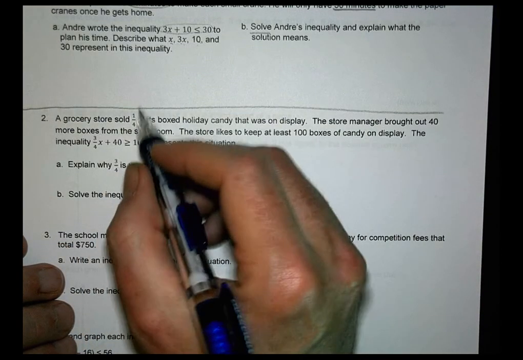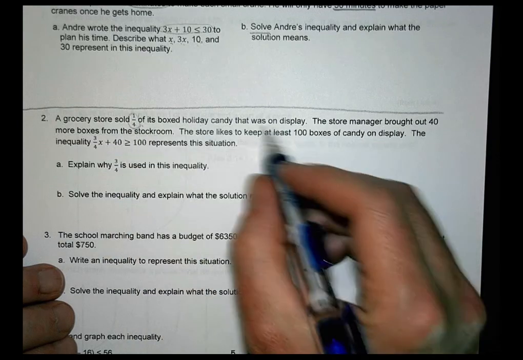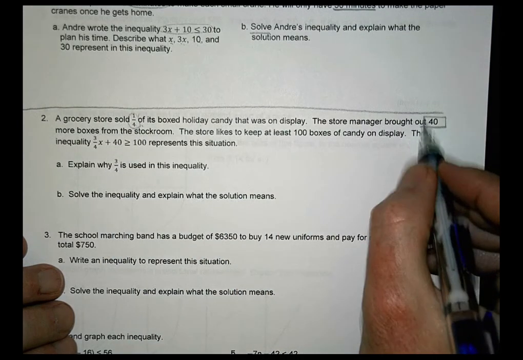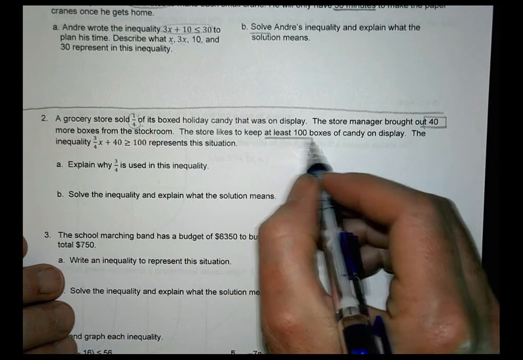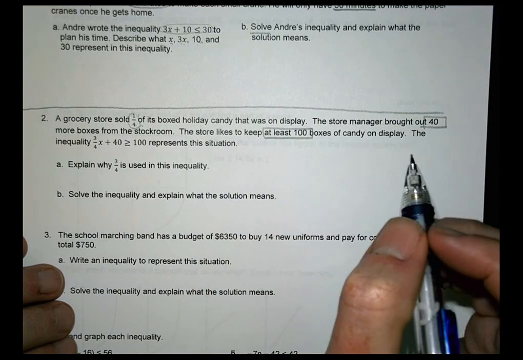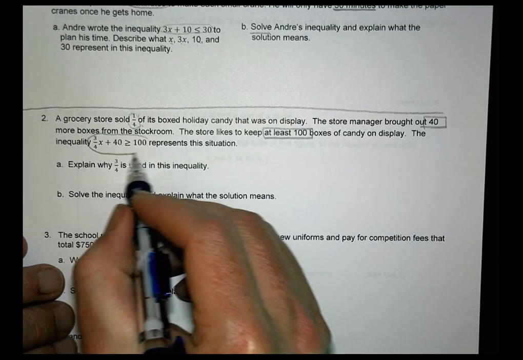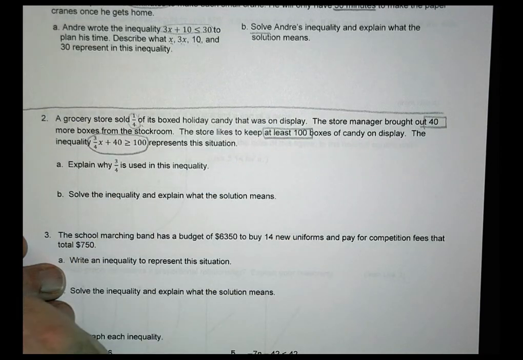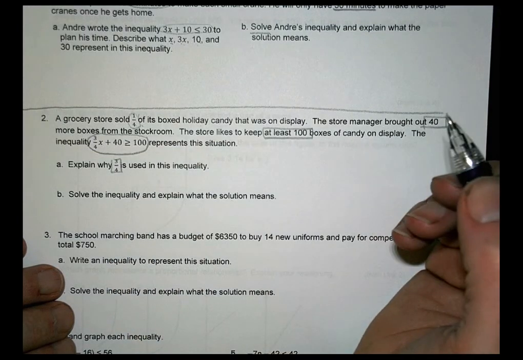A grocery store sold 1/4 of its boxed holiday candy that was on display. The store manager brought out 40 more boxes from the stockroom. The store likes to keep at least 100 boxes of candy on display. The inequality 3/4 x + 40 ≥ 100 represents the situation. Why do they use 3/4 in this inequality?